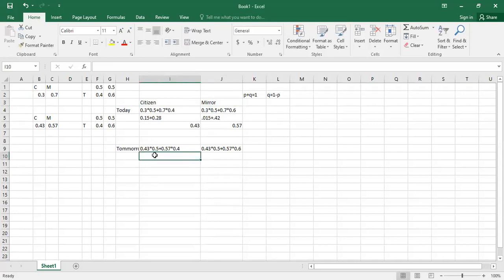Are you able to get the figures for Citizen? 0.443. 0.557. If you add that, you should get one.